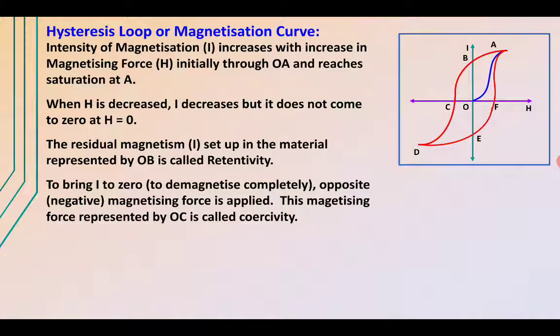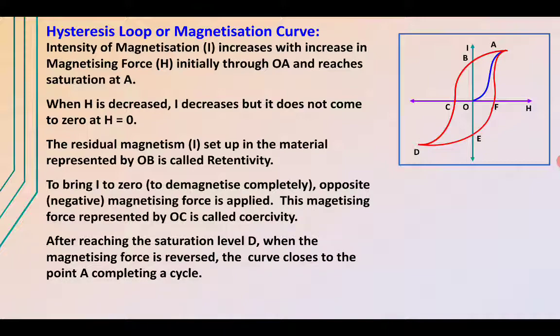Now if we further bring the intensity of magnetization to 0 to demagnetize the material completely, an opposite magnetic force is applied. This magnetizing force is represented by OC, and that is known as the coercivity. After reaching saturation in the opposite direction, level D, when the magnetizing force is reversed, the curve closes to the initial saturation position A, completing the cycle.